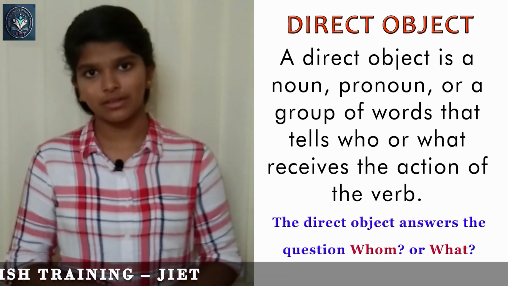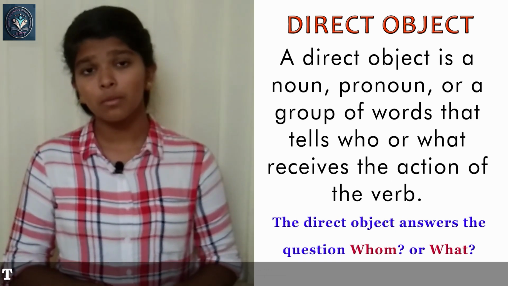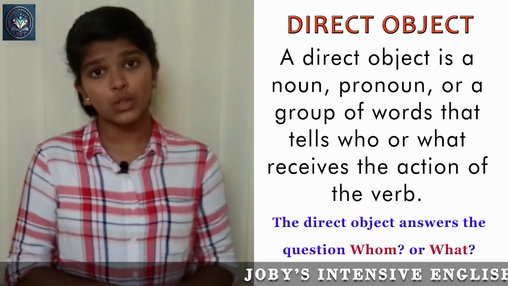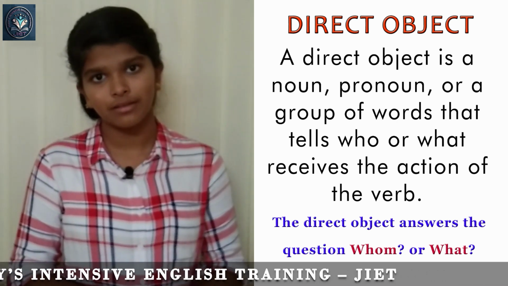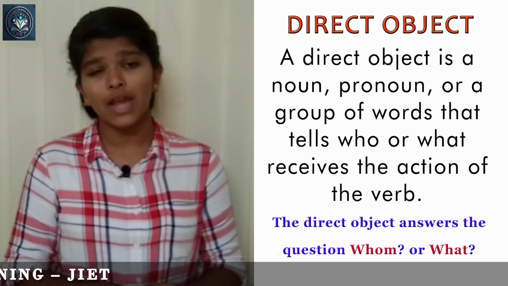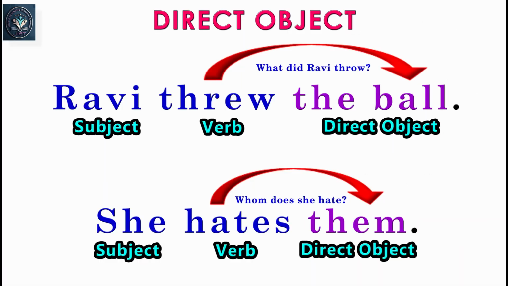First, direct object. A direct object is a noun, pronoun, or a group of words which receives the action of the verb directly or is influenced by the action of the verb. See the examples. First, Ravi threw the ball. In this sentence, the noun the ball is the direct object as it receives the action of the verb threw directly. Second, she hates them. In this sentence, the pronoun them is the direct object as it receives the action of the verb hates directly.